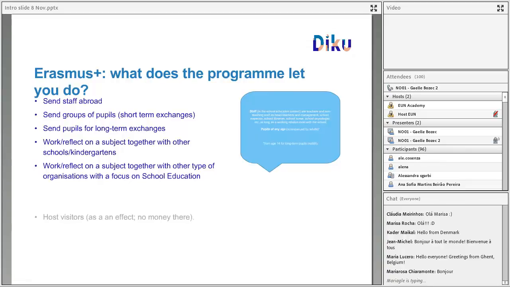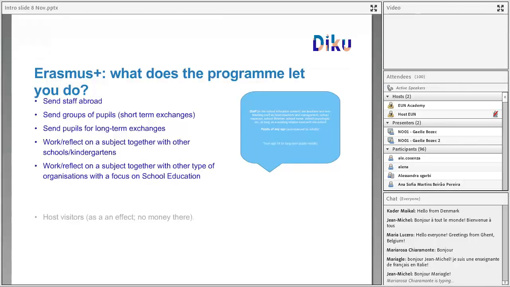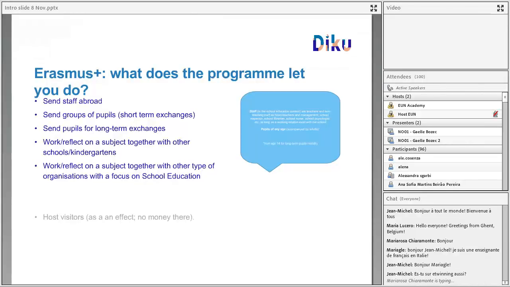The program lets you as well reflect on subjects together with other types of organizations, but with a focus on school education. So, for instance, you could decide to work on a curriculum, but it could be linked with a higher education institution that is in charge of training of teachers. That could be something. And what the Erasmus Plus program lets you do is to host visitors.